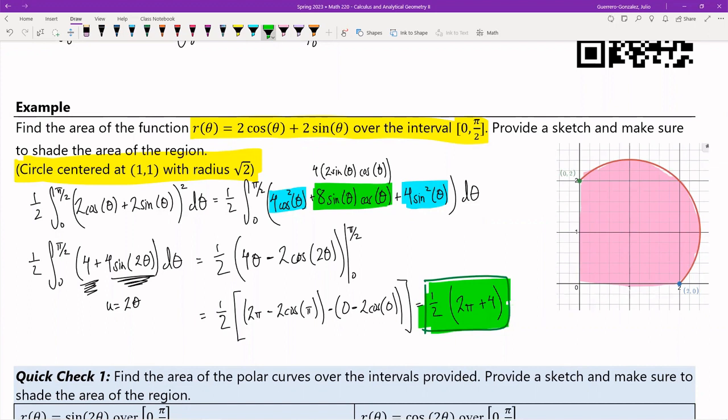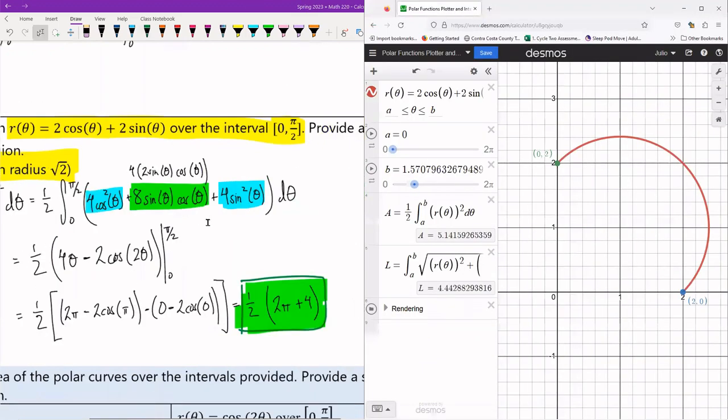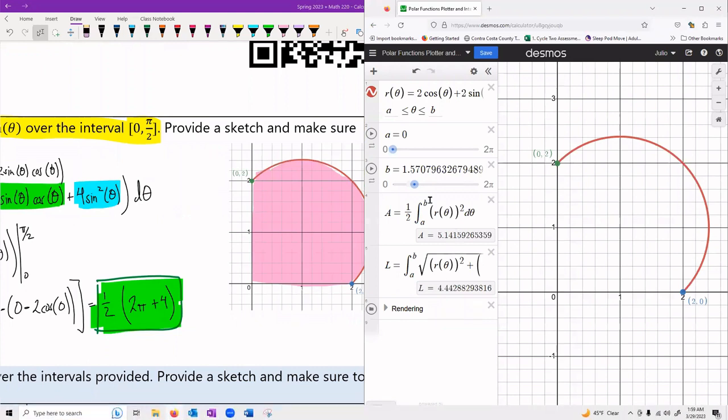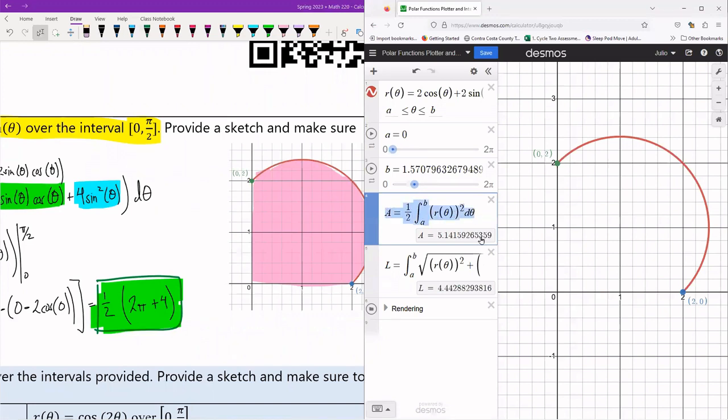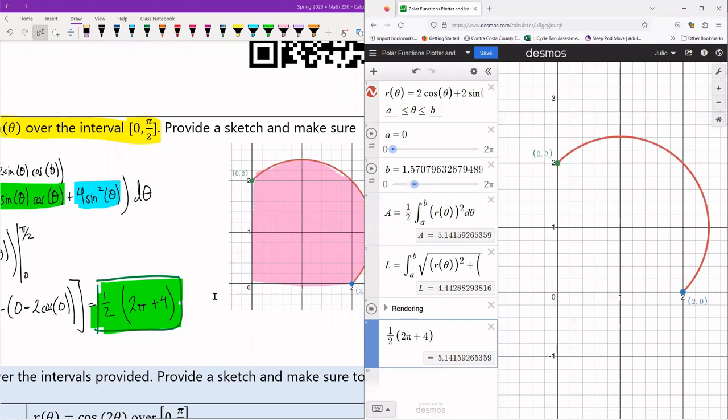Now let me show you guys what that's supposed to look like in our calculator. We have a numerical answer, and according to our calculator, this should be the answer that we're supposed to get. We have something from Desmos that gives us our answer. So let's double check. It's going to be 1/2 times 2 pi plus 4. And lo and behold, 5.14159. So my area and my numerical answer match up. We're good. This is the actual area. We are golden.